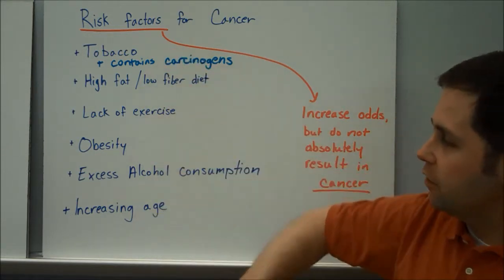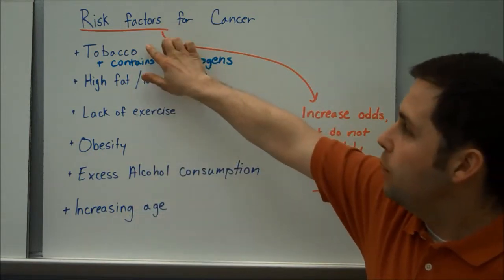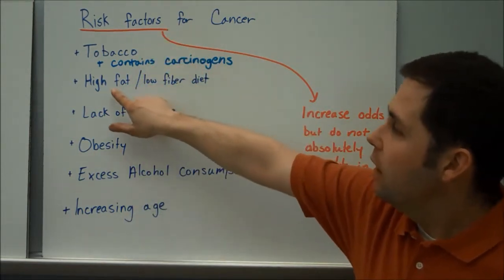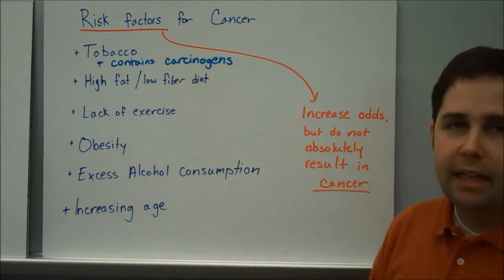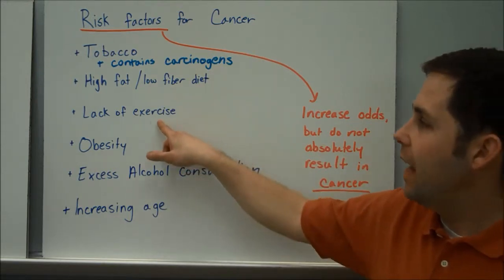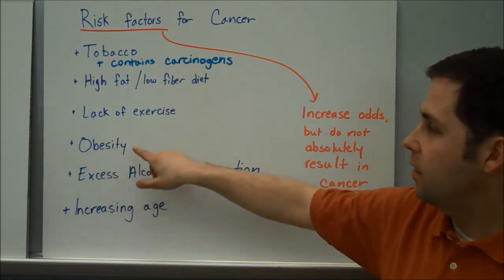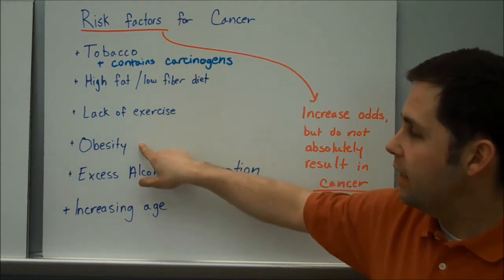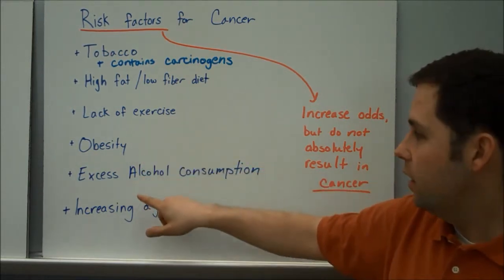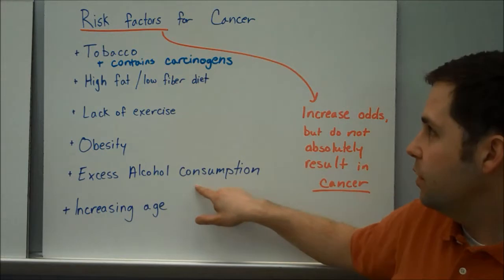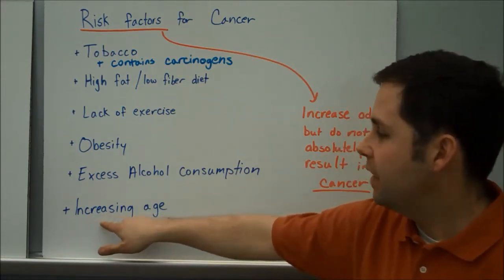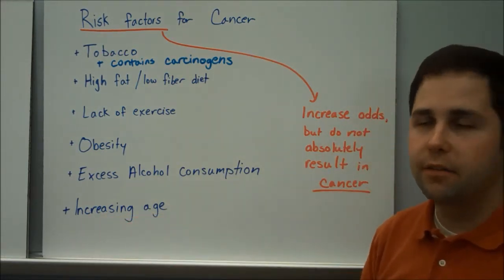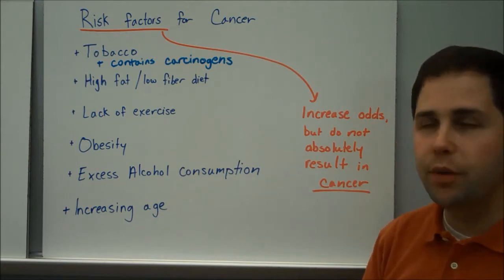Now, these risk factors are things that you're probably well aware of. Tobacco is one risk factor. High-fat, low-fiber diet is another risk factor. A lack of exercise is a risk factor for cancer. And related to that, obesity is another risk factor. Excessive alcohol consumption is a risk factor. And finally, increasing age is a risk factor for cancer. And I just want to focus in on 2 of these.